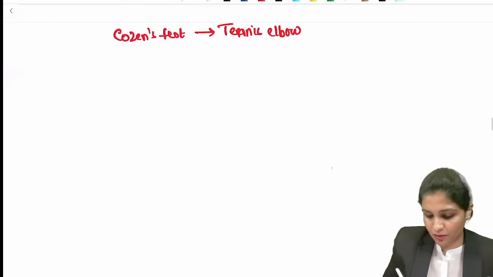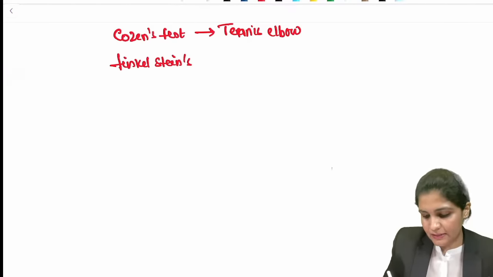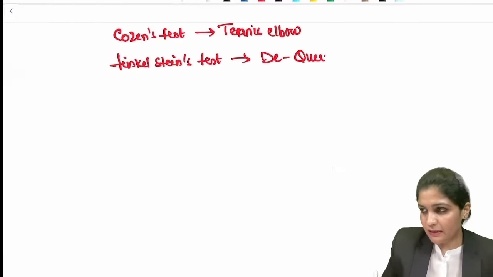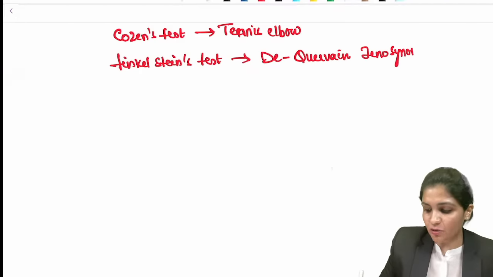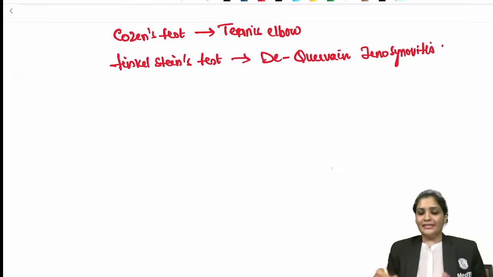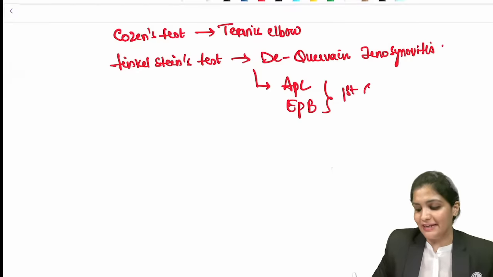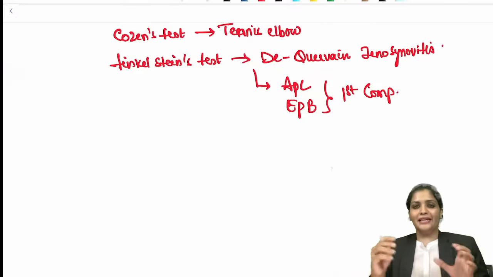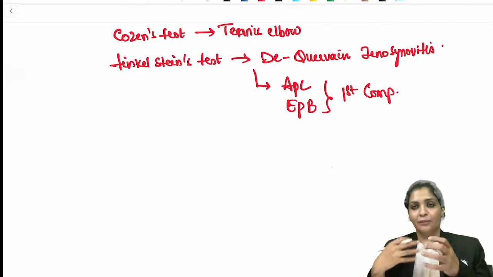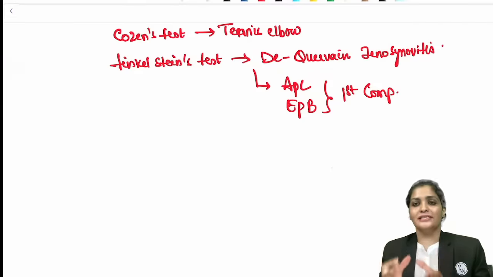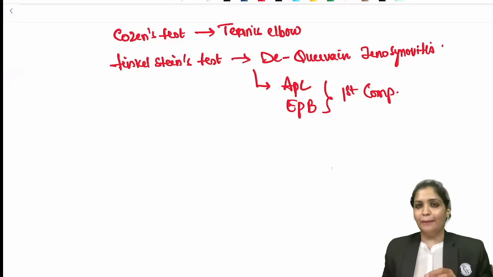And then you have your Finkelstein's test for de Quervain's tenosynovitis. So, what is this de Quervain's tenosynovitis? It is the APL and EPB, these two extensors, the first compartment extensors. The tenosynovitis, the inflammation of the synovial sheath, will cause the inflammation of the tendons, that is APL and EPB.